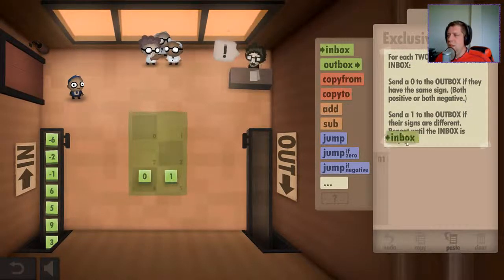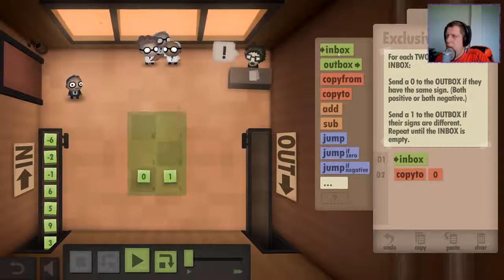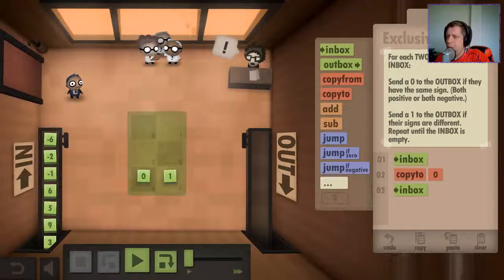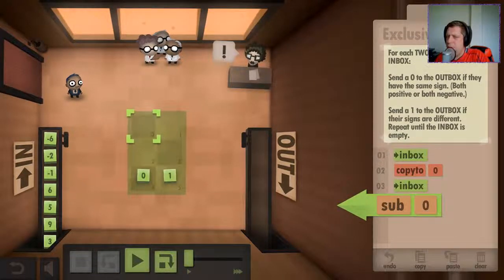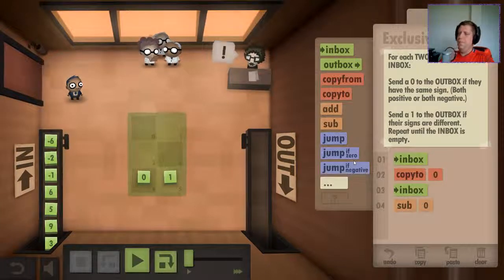So grab something from the inbox, copy it to 0, grab the next thing from the inbox, and then we'll subtract the first one. So let's think.